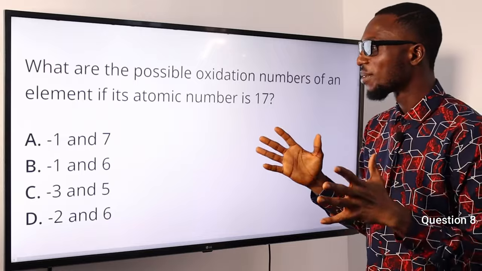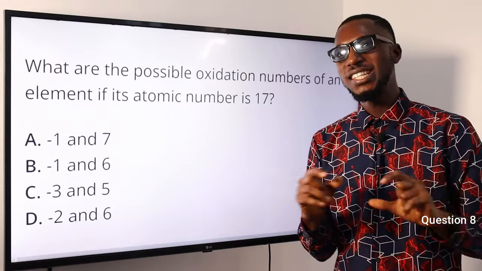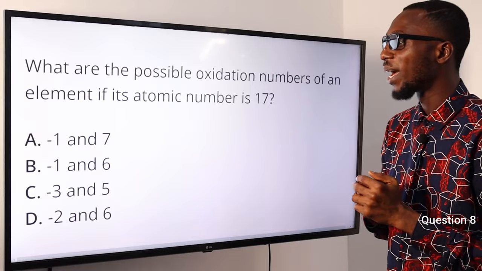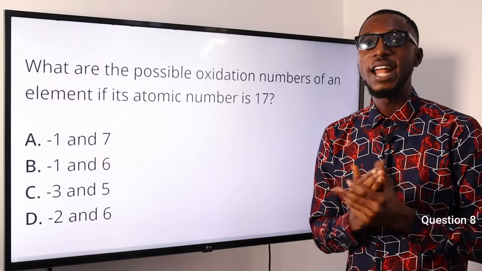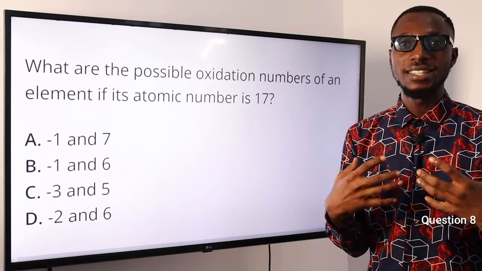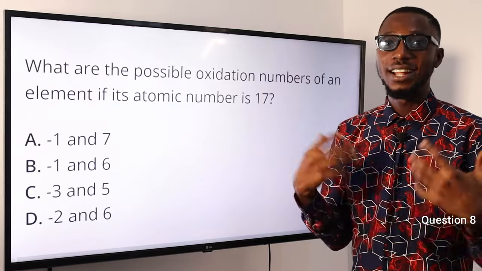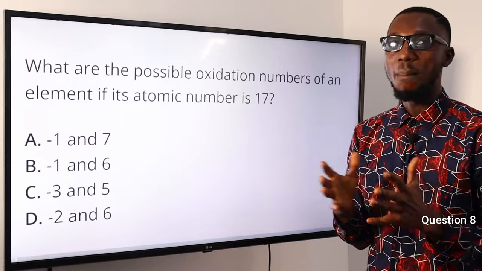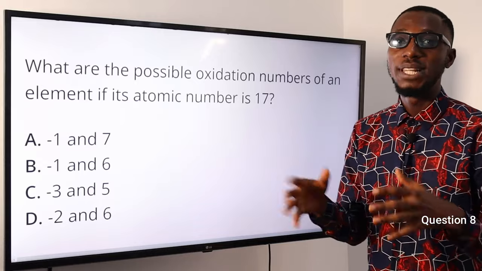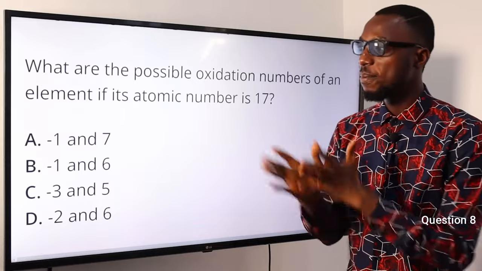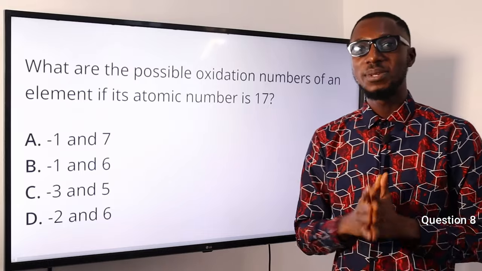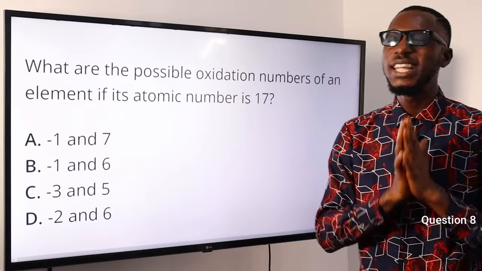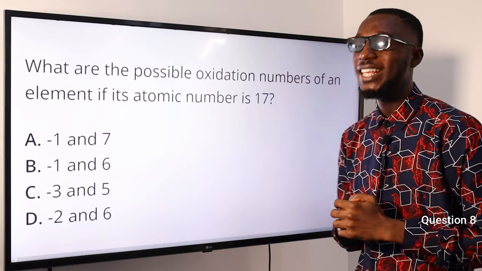So the possible oxidation number of chlorine, we know the valency is minus 1. The possible oxidation numbers of the element chlorine are minus 1 and 7. Minus 1 because it gains an electron. It needs an electron to complete, or to obey, the stability rule, the octet rule. So option A is the correct option. Minus 1 and 7 are the possible oxidation numbers of the atomic number 17 for the element chlorine. So option A is very correct.